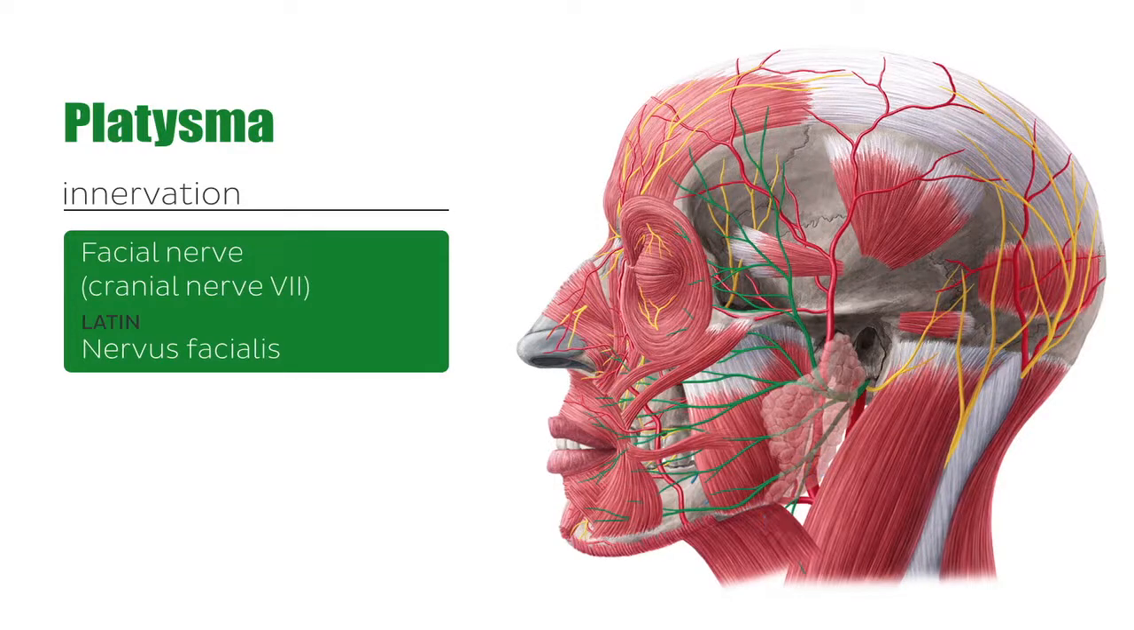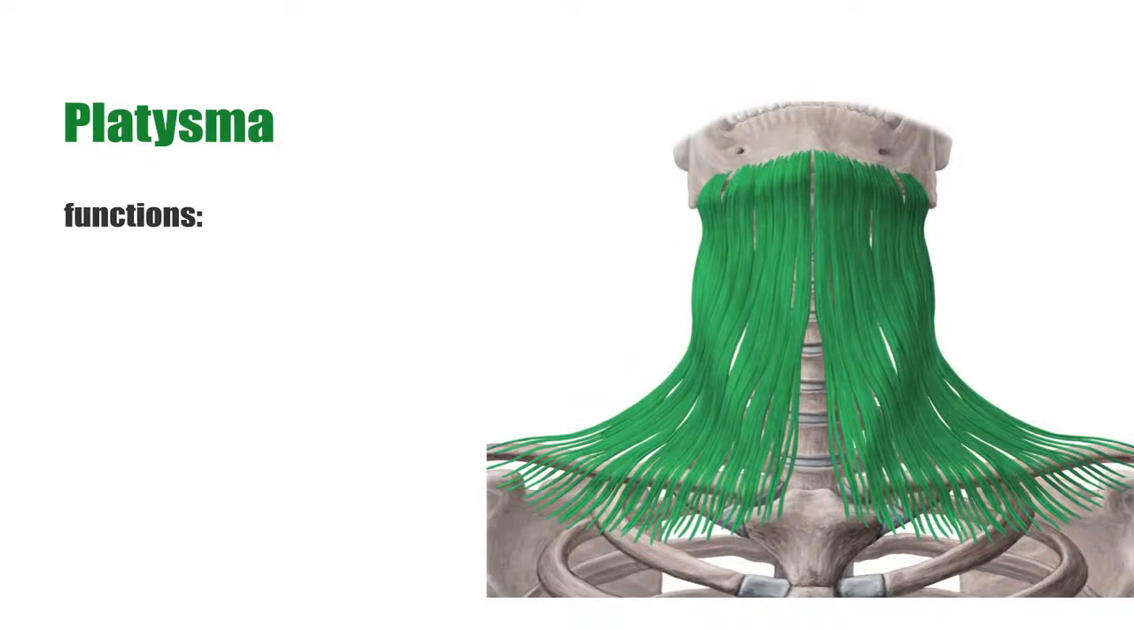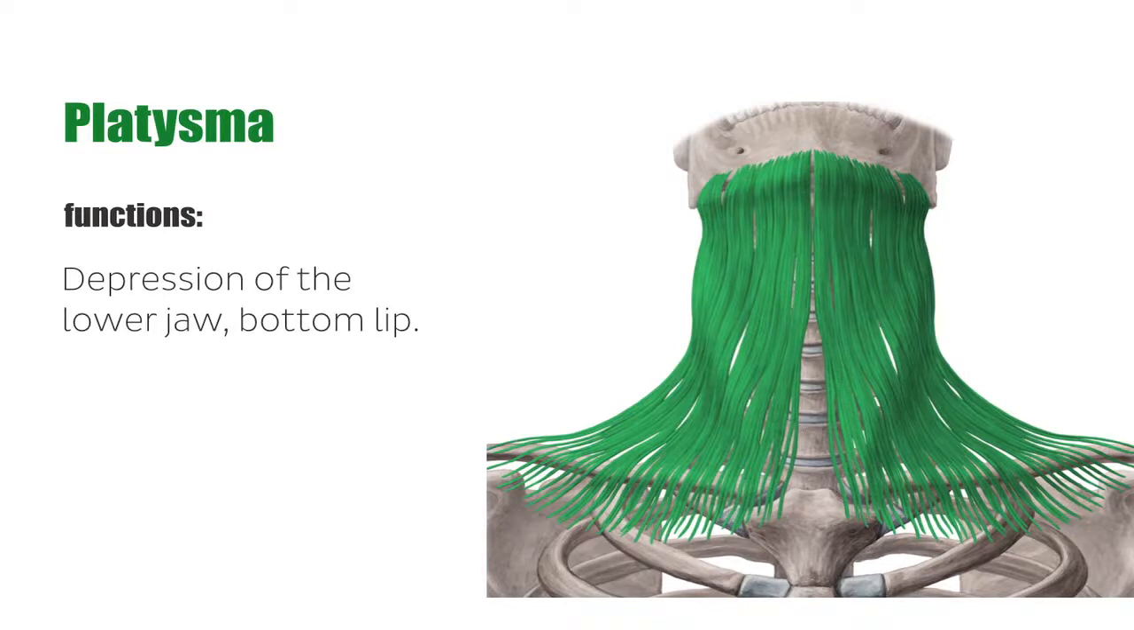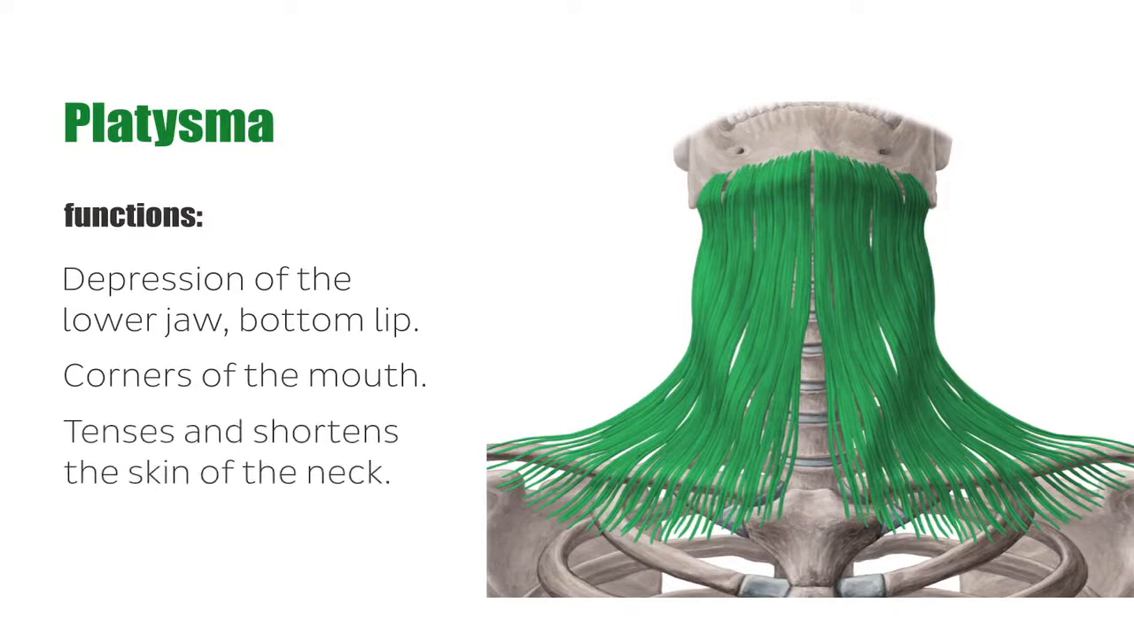In terms of the functions associated to the platysma, contraction of this muscle leads to depression of the lower jaw, bottom lip, and corners of the mouth as well. It also tenses and shortens the skin of the neck and is responsible for mimic expression of shrieking and threatening an enemy, for example.